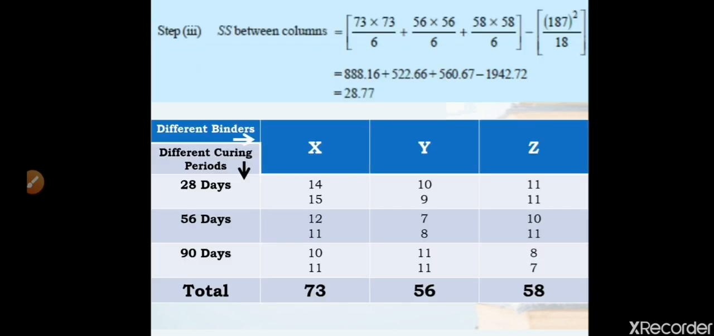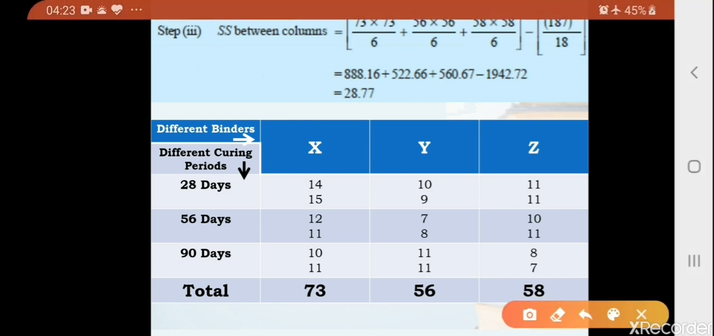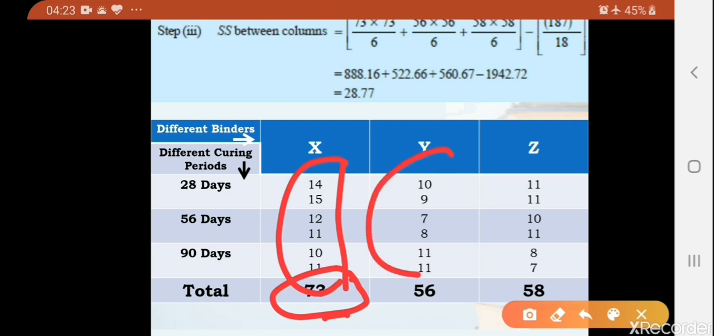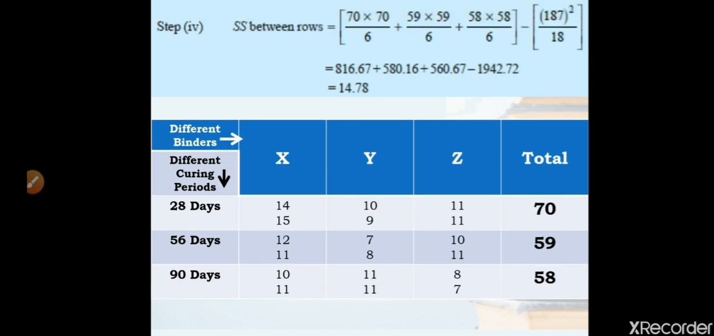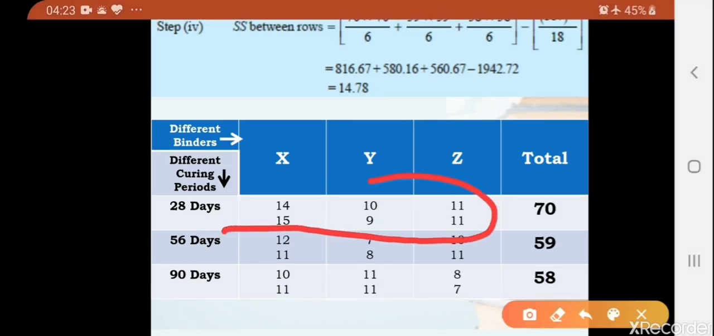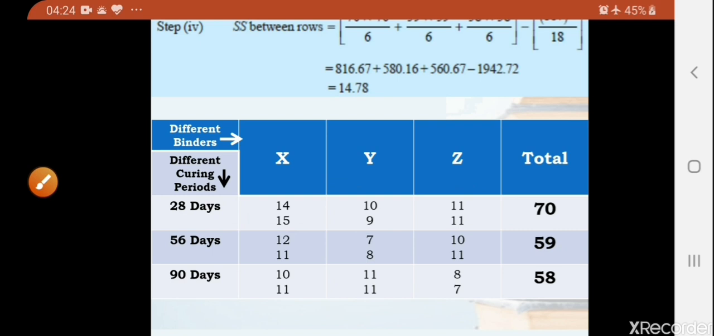Third is SS between columns. How do we do that? We take the column totals, so 73 square divided by the number of items, N is 6. Similarly 56 square divided by 6 and 58 square divided by 6, minus correction factor. That comes out to be 28.77. Then is SS between rows. Its totals are 70 square divided by 6, 59 square divided by 6 and 58 square divided by 6, minus correction factor. That comes out to be 14.78.